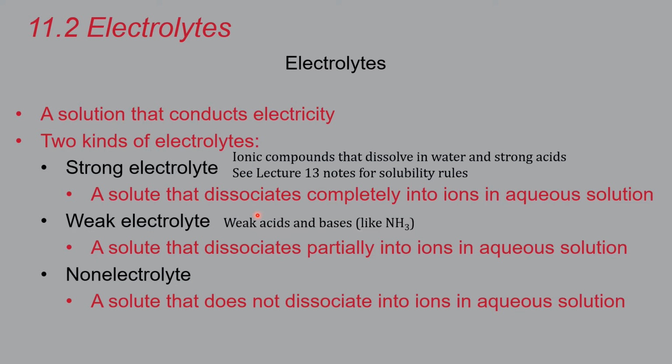Weak electrolytes are typically weak acids, so this would be something like vinegar. And some weak bases, the big one being ammonia, is probably the most common one that we see. And non-electrolytes, for the most part, are covalent compounds that aren't strong acids, but do dissolve in water, so things like sugar and ethanol.